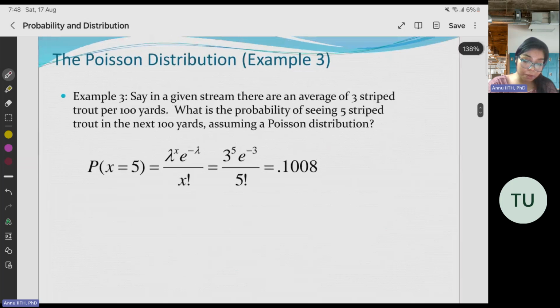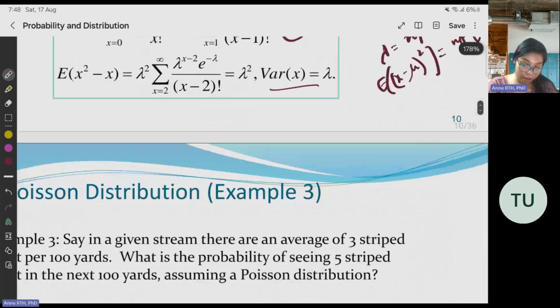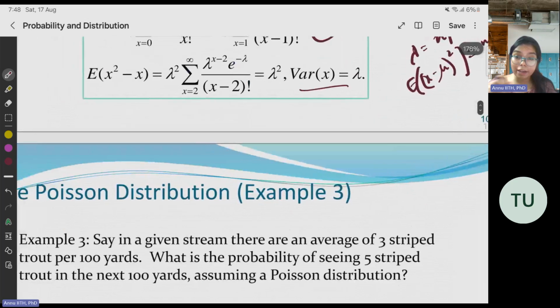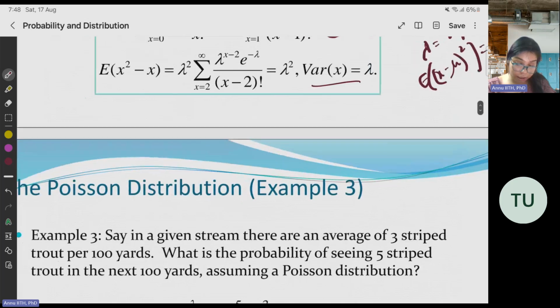Now, a Poisson distribution example. In the last meeting, one other person joined due to some issue. Your MG has joined. So if you don't mind, can you please solve this question? Let's see how we can solve it.